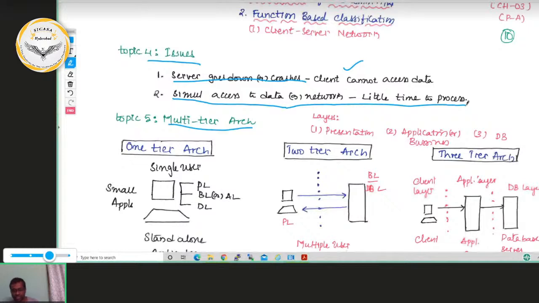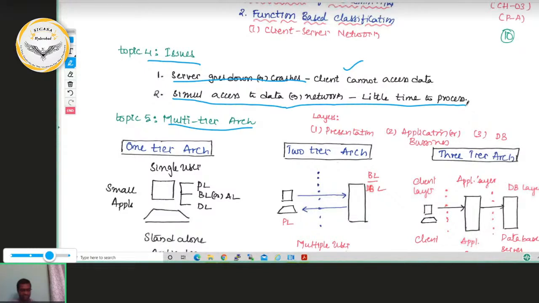Network will maintain a queue: C1, C2, C3. Who will go first? C1 will go first. It will be processing, or printing, its documents. Then C2 will go. So what happens? C2 has to wait a certain time to get access to the printer. If simultaneous access to data happens, it takes a little time to process.